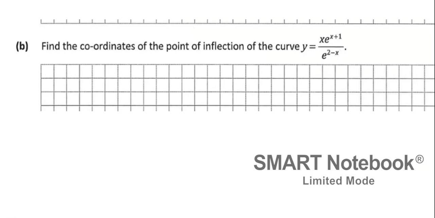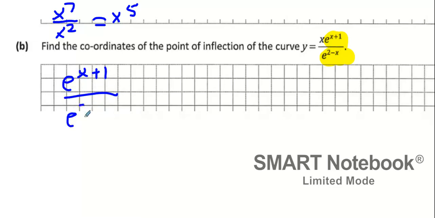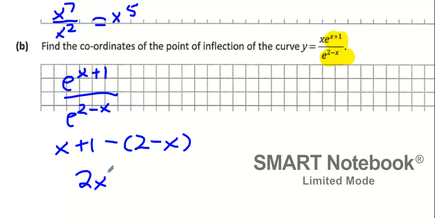Hopefully, most of you just highlight the e part like so. And what's e to the x plus 1 divided by e to the 2 minus x? Oh, so we should do the same thing. That makes sense. Did any of you do that? x plus 1 take away 2 minus x. So what happens when you combine them? What do we get? 2x take away 1. So now it's y equals x e to the power 2x minus 1.